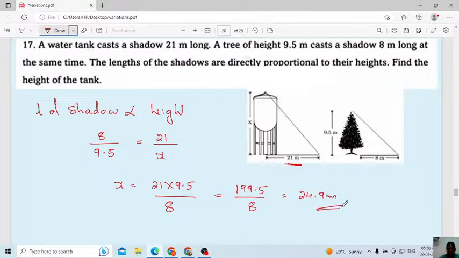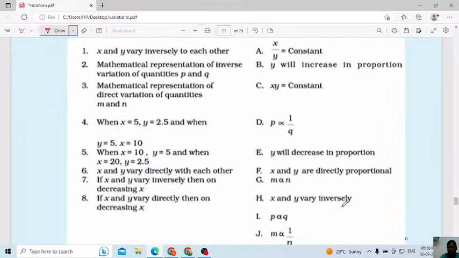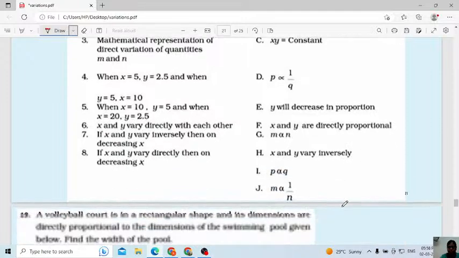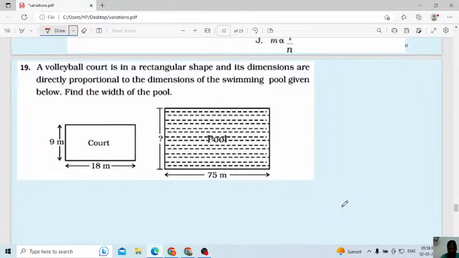Easy question, no? Variation is easy. Easily you can answer the question. What we discussed, I have given column wise, you can solve the problem. Once we finish a few questions, I will come back. Okay, solve this one.